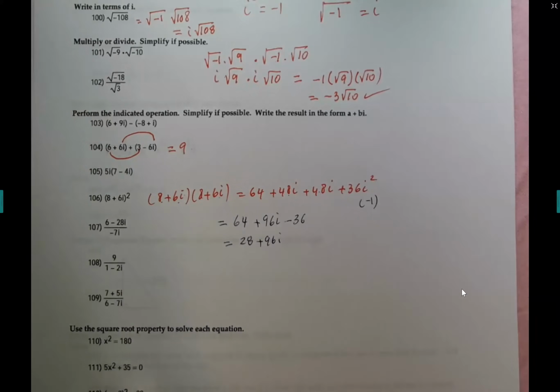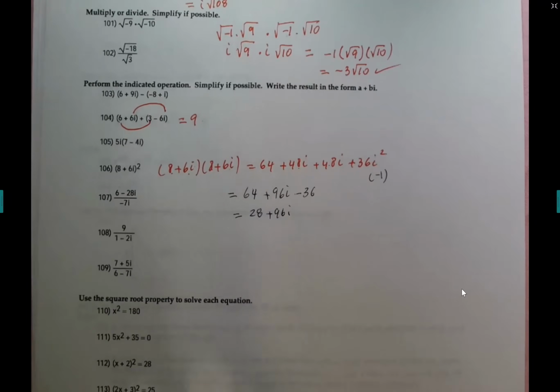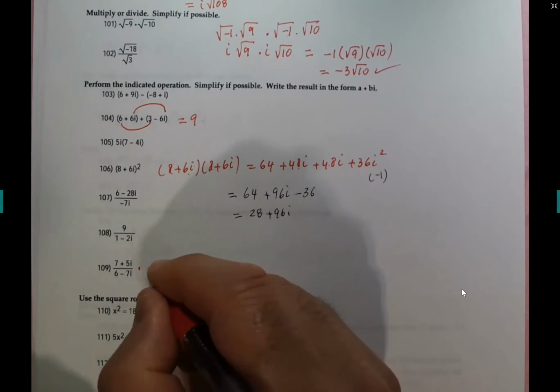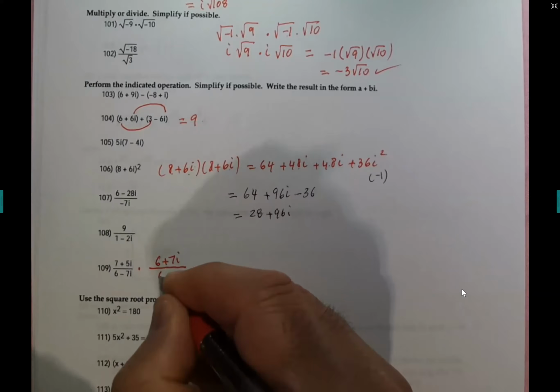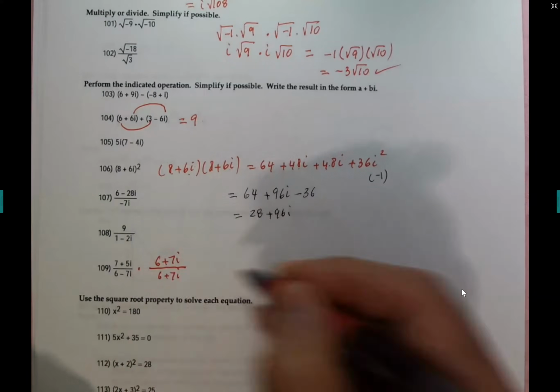The only thing I want to tell you before I move on is when you do division of two complex numbers, you have to multiply the top and the bottom by the conjugate of the denominator. So it will be 6 plus 7i and 6 plus 7i. And just do the math and it should work.